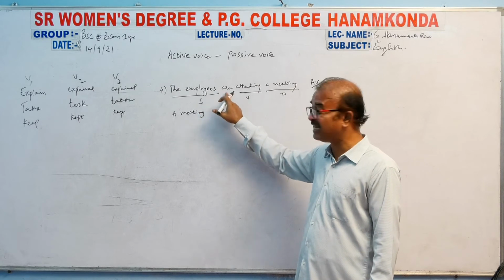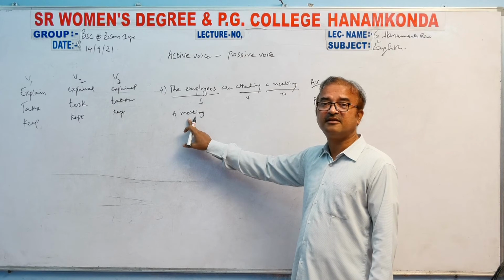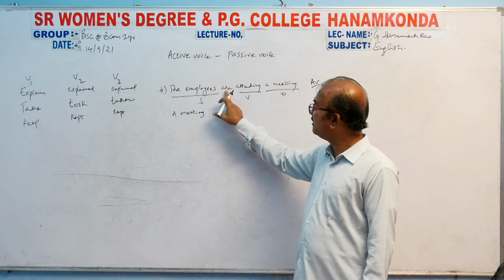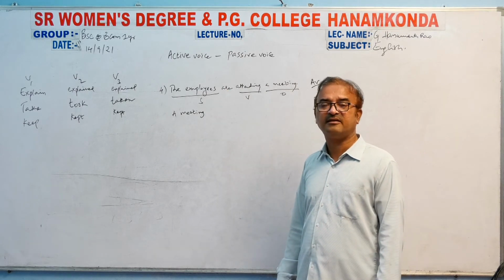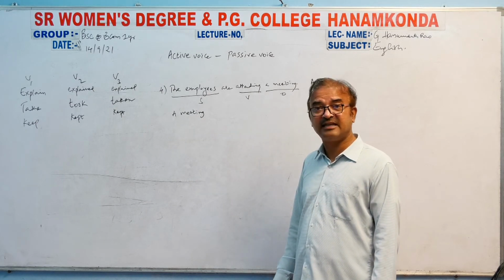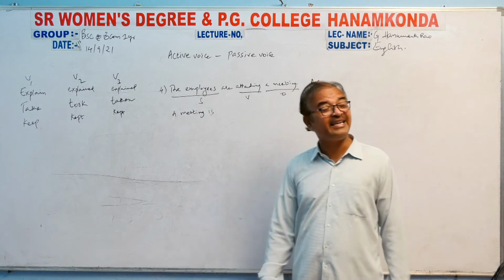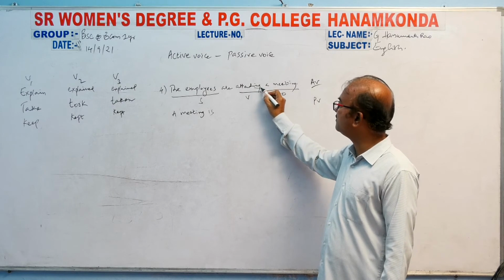Why? Because employees are. But check this one now, meeting. Singular. So is this applicable here? Can we use ARE here? No, we should not use it, because a meeting is singular. And for singulars in passive voice, it is always represented with IS. A meeting is.